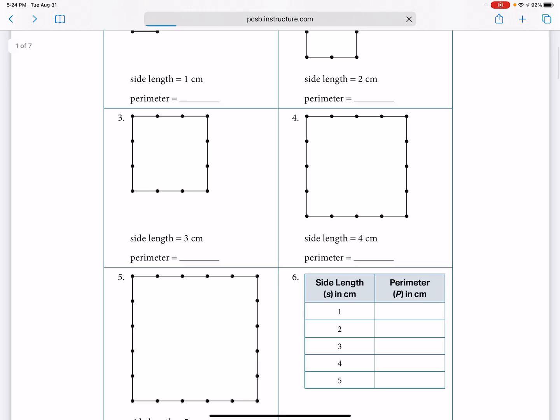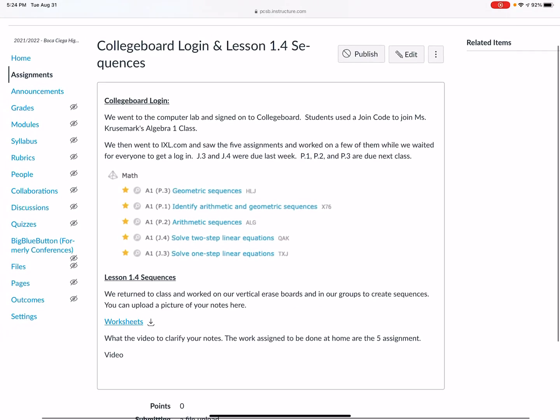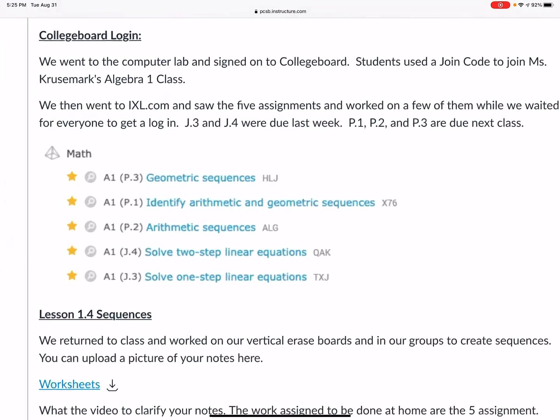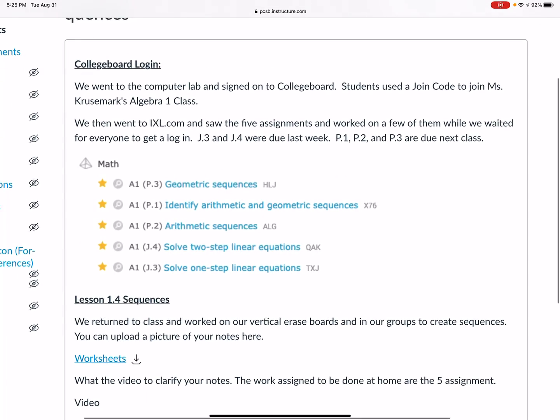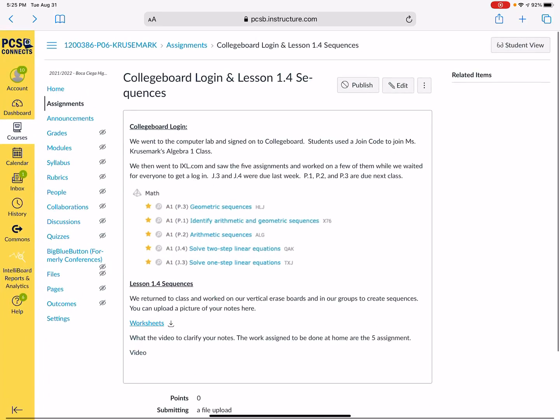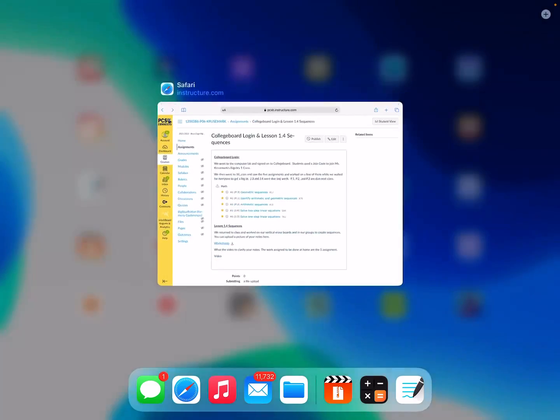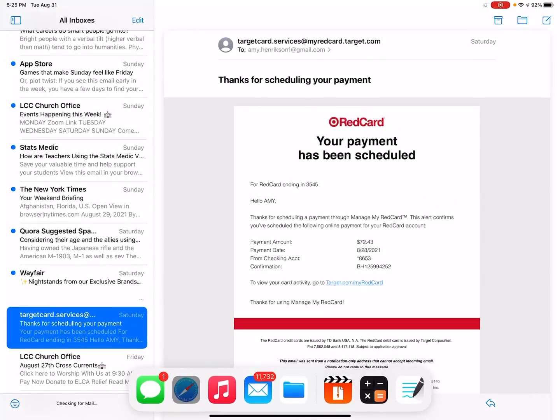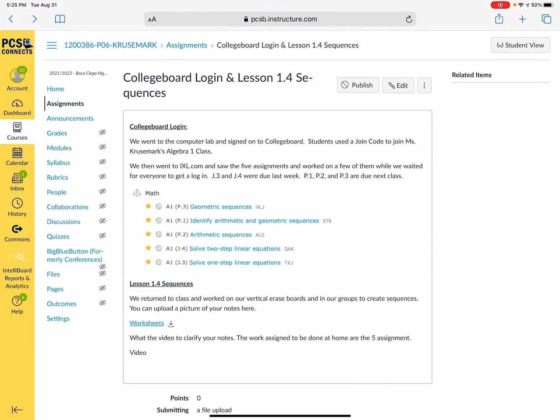Now our last thing we want to do is finish up on our assignment. So again, our assignment was we returned to class, worked on our vertical erase boards, created some sequences, took some notes. So we want to upload those notes. And then it also says solving 1 and 2 step linear equations were already due, so we want to make sure that we have those done. And then I assigned for next time these 3 assignments, P1, P2, and P3. All right, so again, I'm just going to show you how to get there if you don't already know how. And I think almost everybody does know how because we worked through it, right?